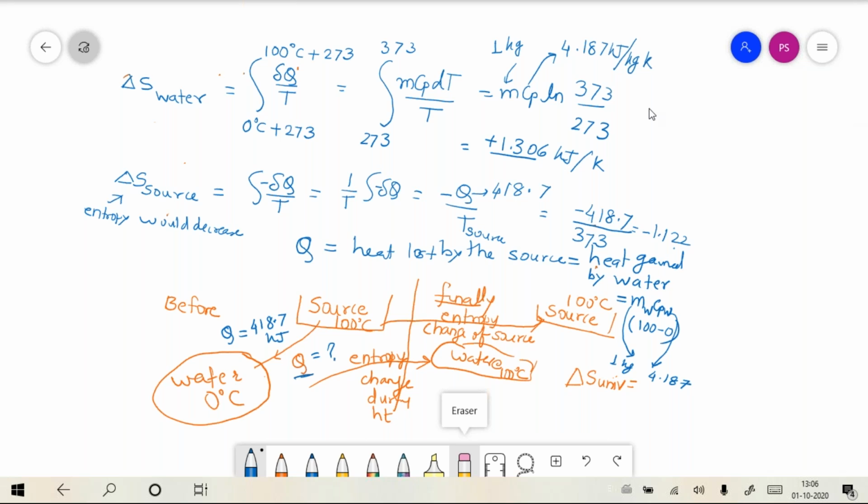That is the entropy generation during this heat transfer process. Find the entropy generation during the heat transfer process. That is the entropy change of the universe. How will you find that? So it's simply a summation of entropy change of water and entropy change of source. Okay, and you will see that you will get a positive value, which means that entropy is generated in the universe. And why is that generated? It has generated because of irreversible heat transfer. Okay.